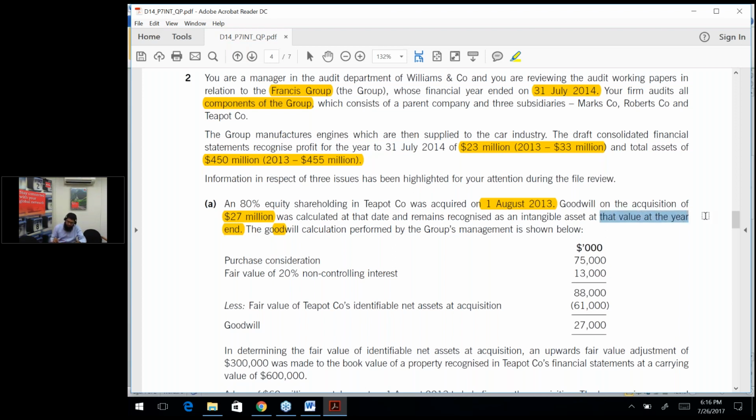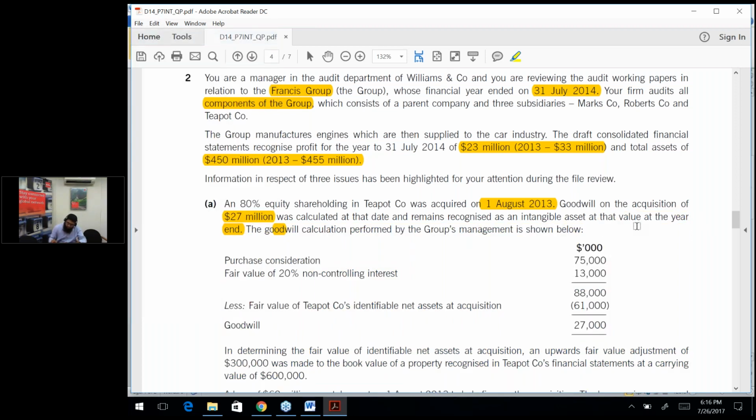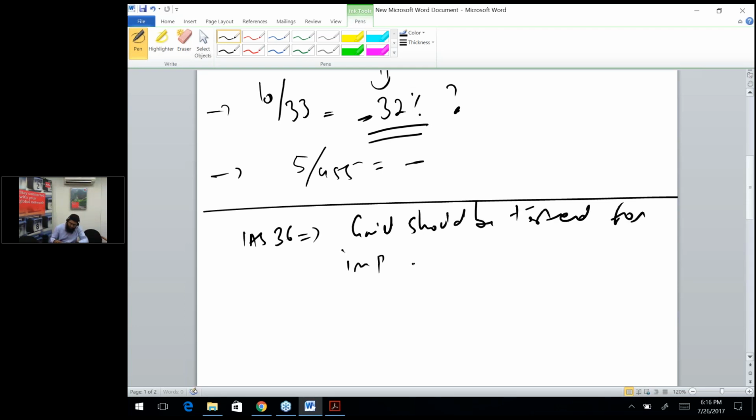Now, let's try to understand one thing. It remains at that value at the year end also. What does this mean? IAS 36 states that goodwill should be tested for impairment at each reporting date. That's what IAS 36 states.